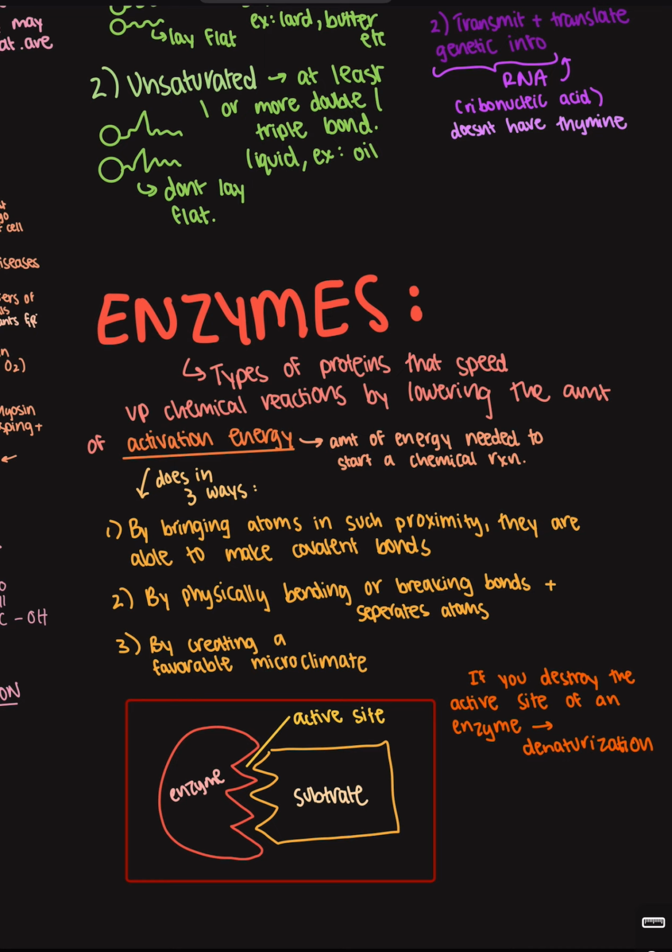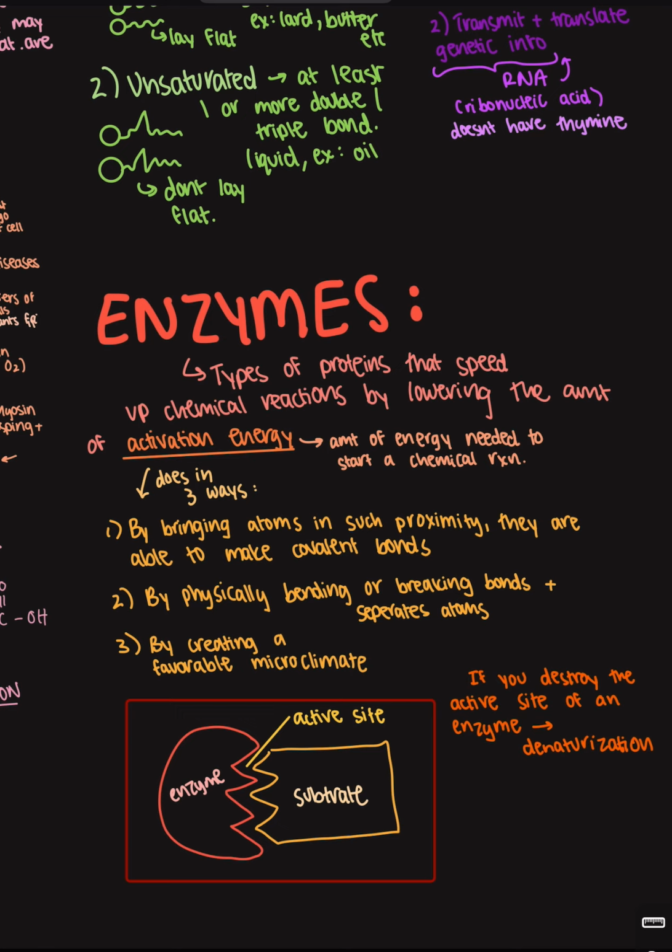The first way is that enzymes physically bend or break bonds, and it separates atoms. The second way is that they bring atoms so close together that the electrons are forced to create covalent bonds. The third way is by creating a favorable microclimate. An example of this is enzymes that help the stomach: they make the stomach more acidic so that the stomach can digest more.